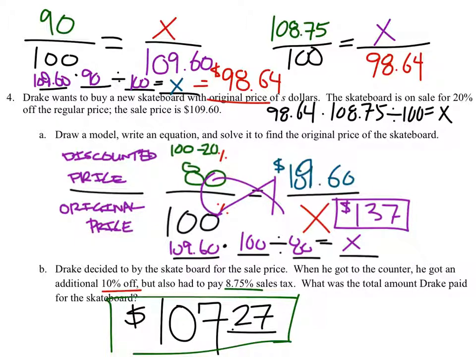All right, so I got that 108.75 by taking the 100%, which was the $98.64, and I added the tax, which was 8.75%. Now I can't add the percent to the dollars because they're two different things, very different. So I need to add the percentages, 100% plus the 8.75, 108.75%.